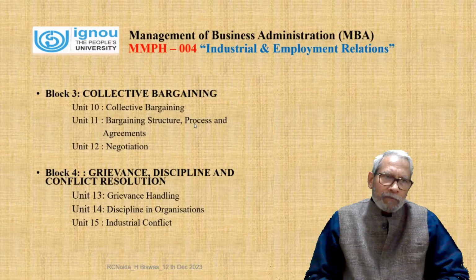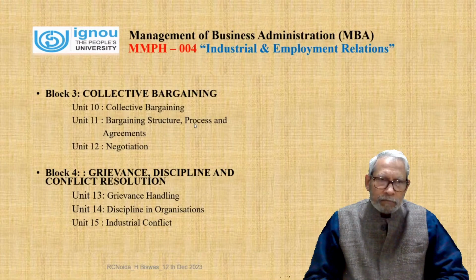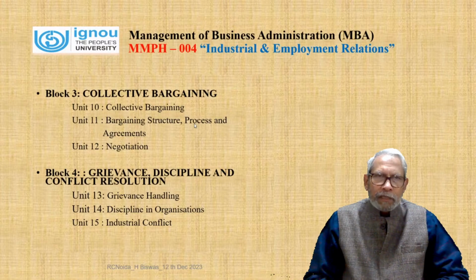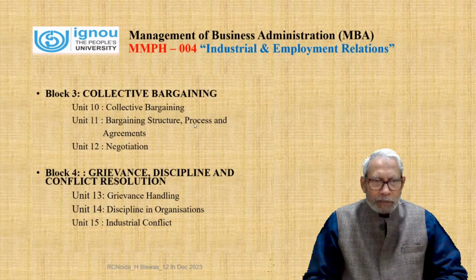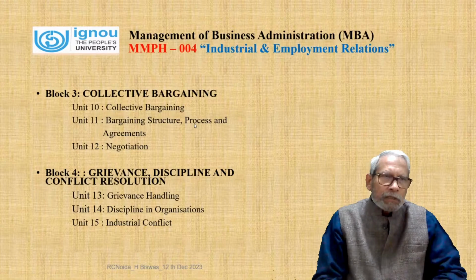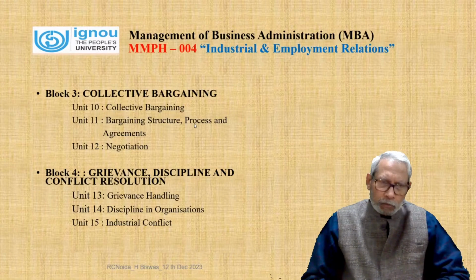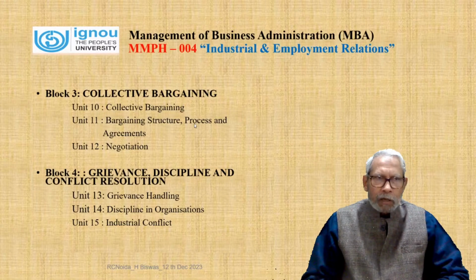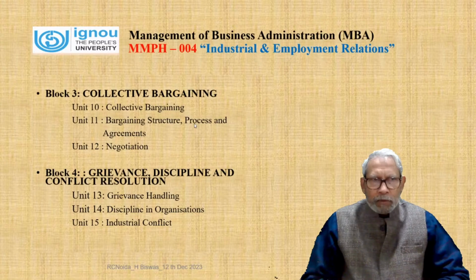Then block number 4 is grievance, discipline and conflict resolution. Unit number 13 is grievance handling. Unit number 14 is discipline in organizations. Unit number 15 is industrial conflict. So this is the total number of units: 15 in all, combining all the blocks.